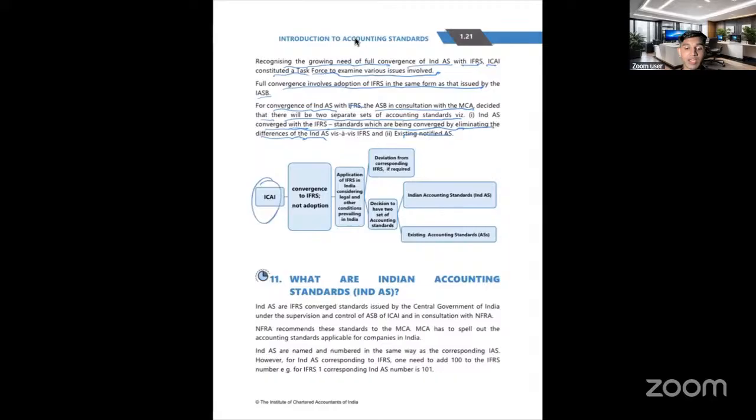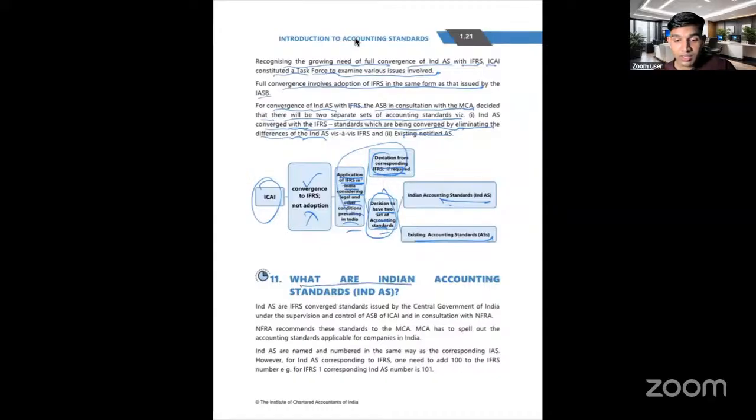So ICAI follows convergence to IFRS, not adoption. Application of IFRS in India, considering legal and other conditions prevailing in India, then deviation from corresponding IFRS if required. The decision is to have two sets of accounting standards: one is Ind AS, and another one is the existing Indian accounting standards.